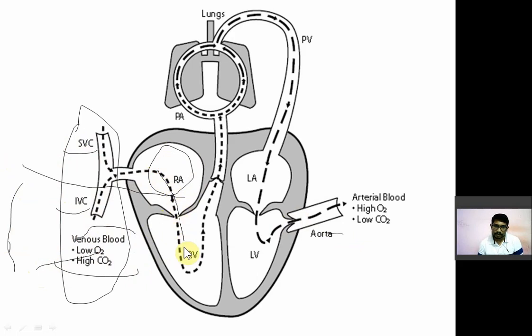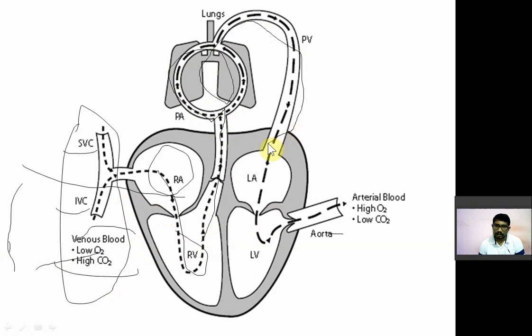During this transfer, this valve will open. It is known as the atrioventricular valve or tricuspid valve. It will prevent the backflow of blood from the right ventricle to the right auricle. Now, from the right ventricle, blood will be pumped to the lungs via the pulmonary artery. There will be purification of blood, and blood will be transported to the left auricle via the pulmonary vein.